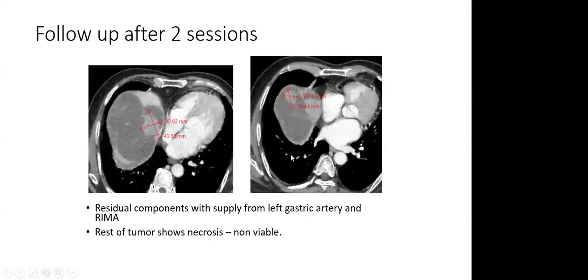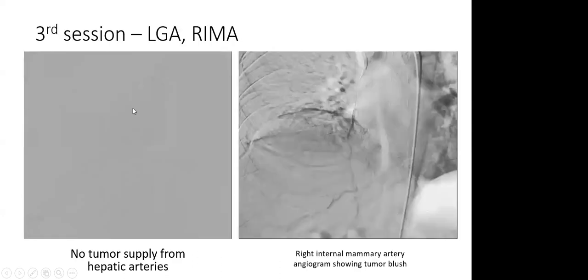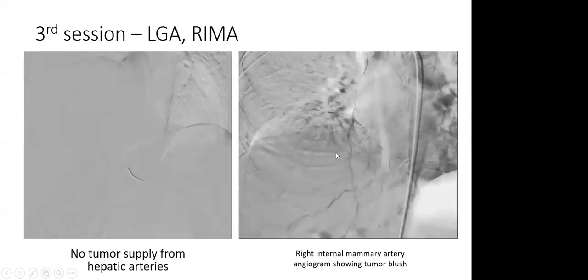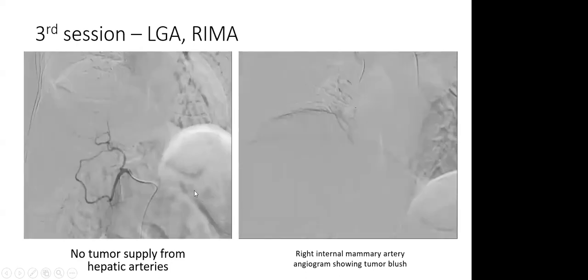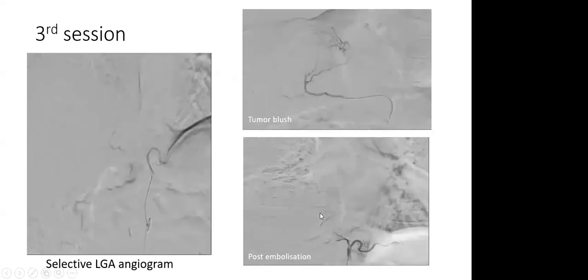After that, the second follow-up CT scan was suggestive of almost 5% to 7% viable tumor. Now we identified the feeder from the internal mammary as well as the left gastric. So we embolized both the internal mammary and left gastric. This was the third session of DEB-TACE.